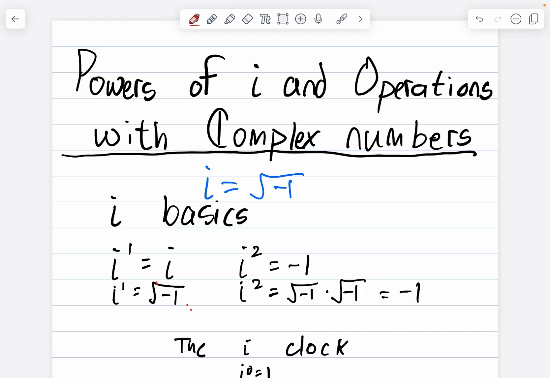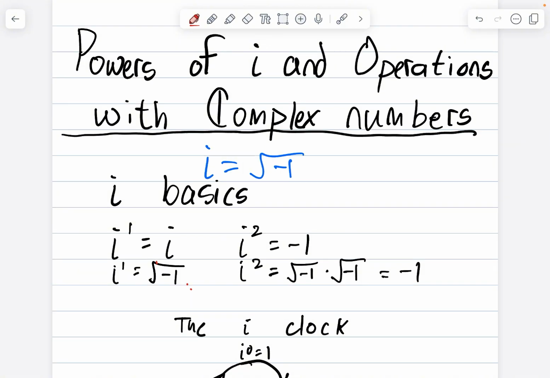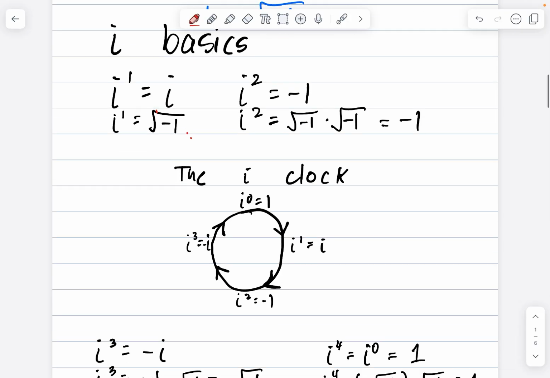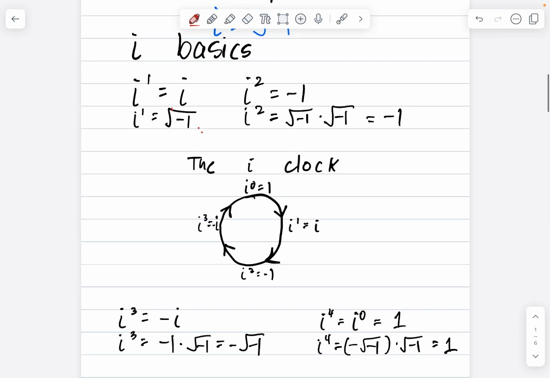So that's the purpose of it, right? It helps us make use of some things that don't make sense with our normal math rules. So i is the square root of -1, as shown right here. What are some of the i basics? Well, let's take a look at the powers of i, and let's see how they operate.